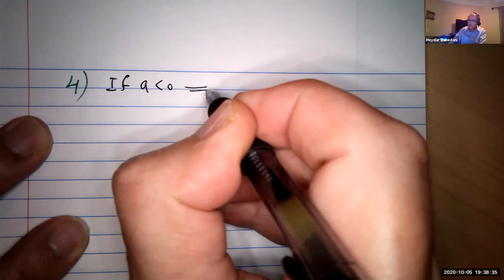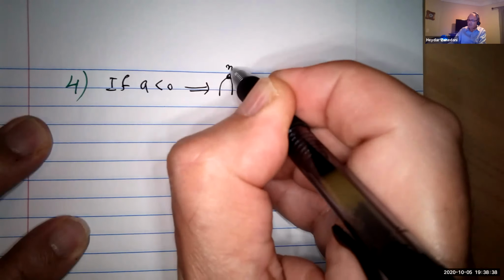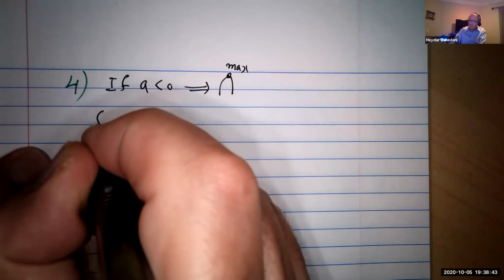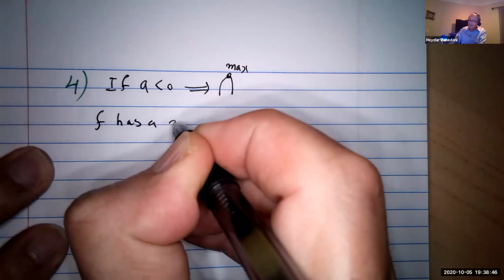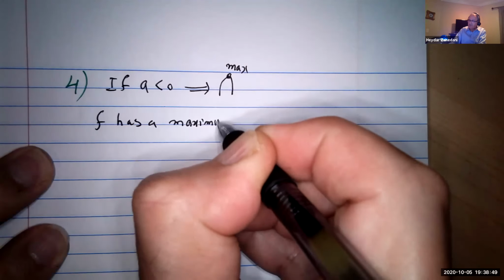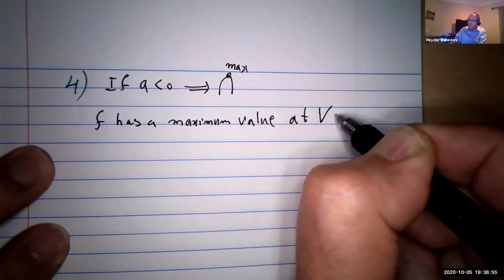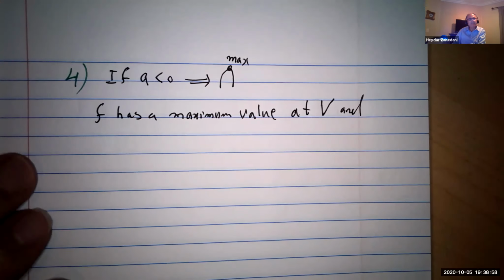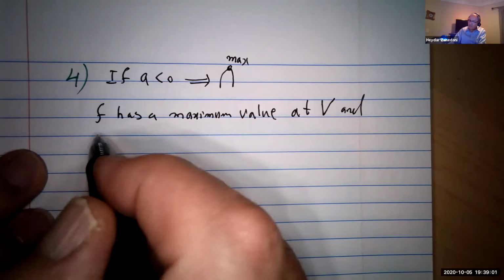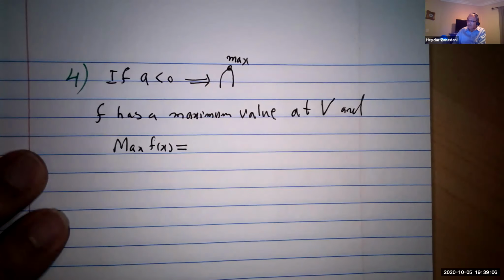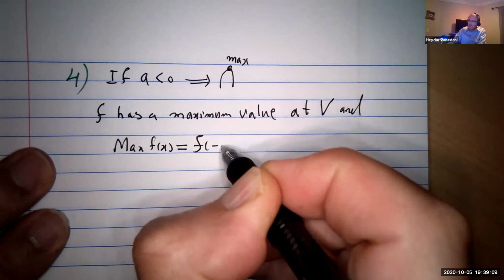Number 4, if a is negative. Negative means down. It's going to be downward, so we get a maximum. F has a maximum value at the vertex again, at V. And same thing, same number, the y coordinate. The maximum value of f of x is going to be f of negative b over 2a.